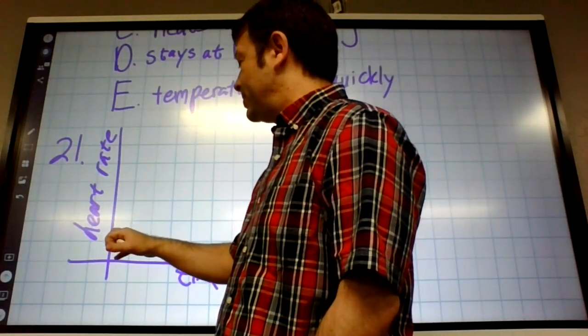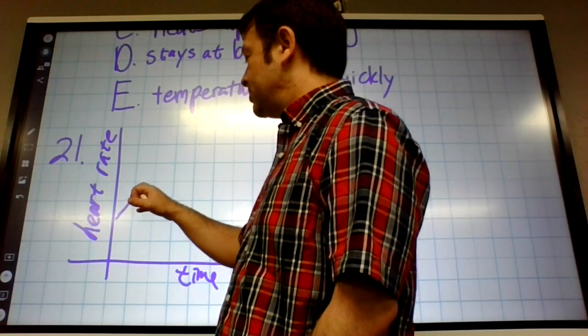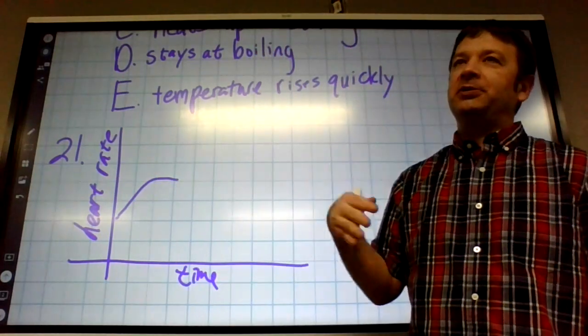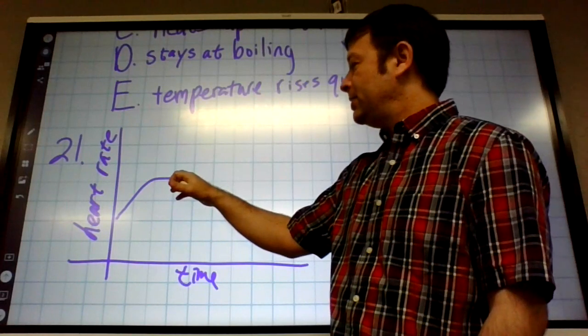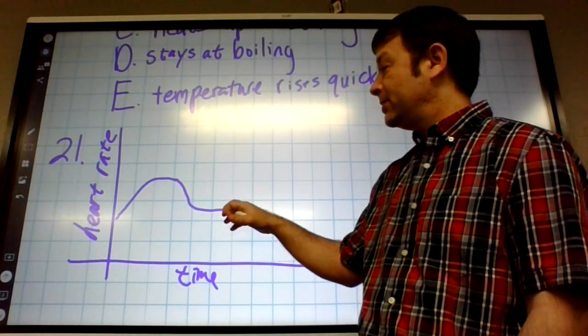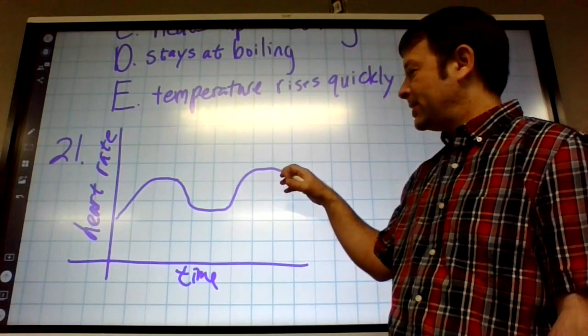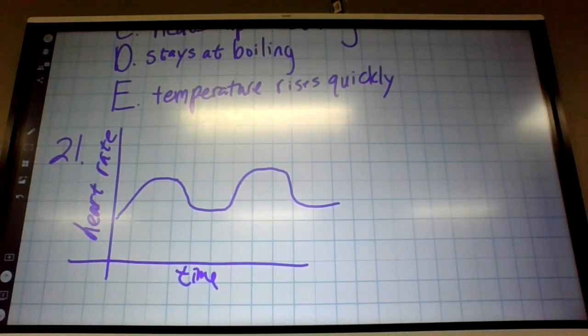When he starts mowing, it's going to be low. But then it'll pick up. And then it should level off, because once you get your blood pumping, it's not going to keep going up forever. And then he rests, so it'll slow down for a little bit and stay down. And he lifts weights. Probably the same thing happens, and then he reads.